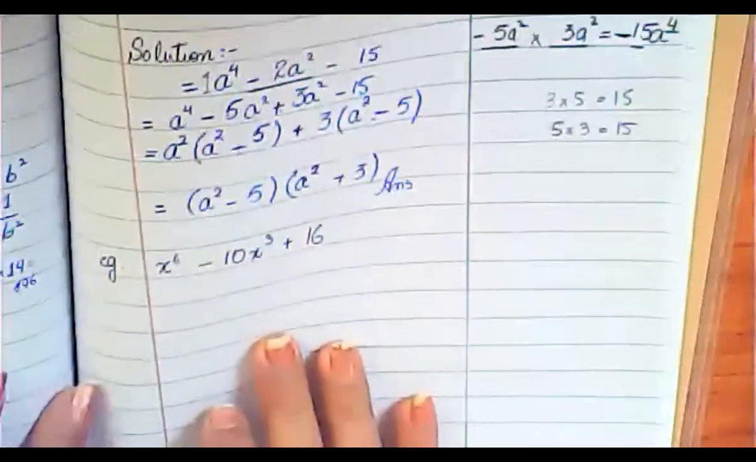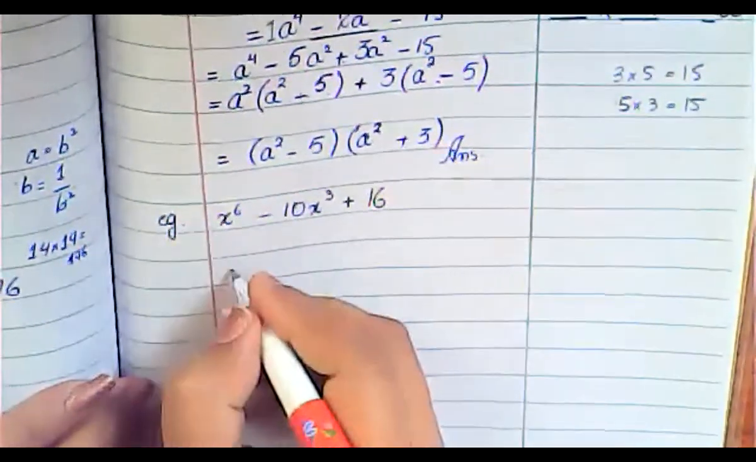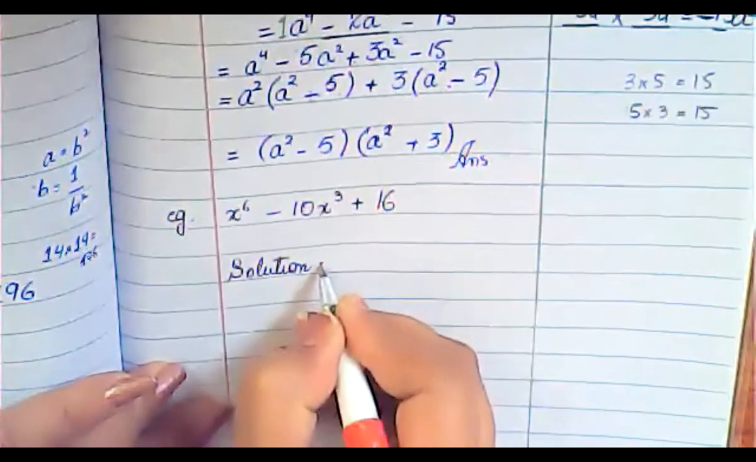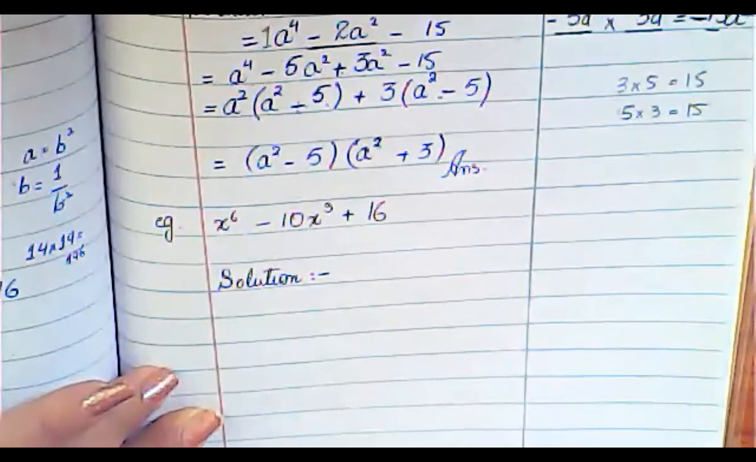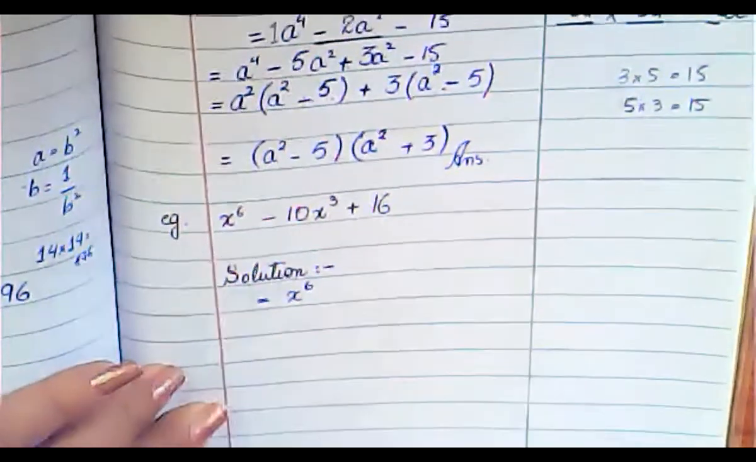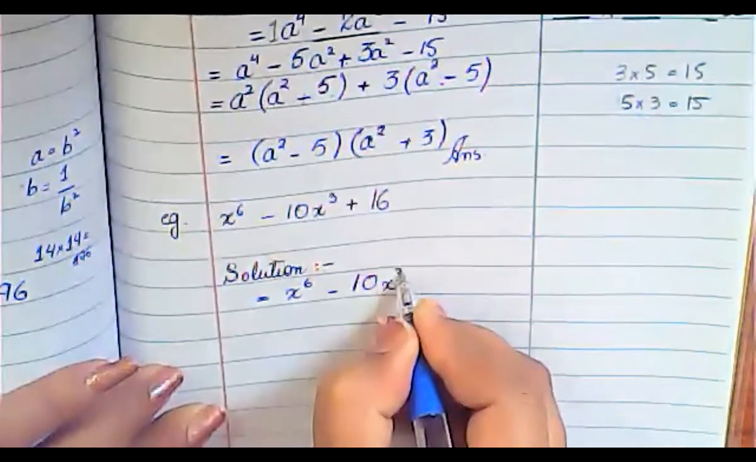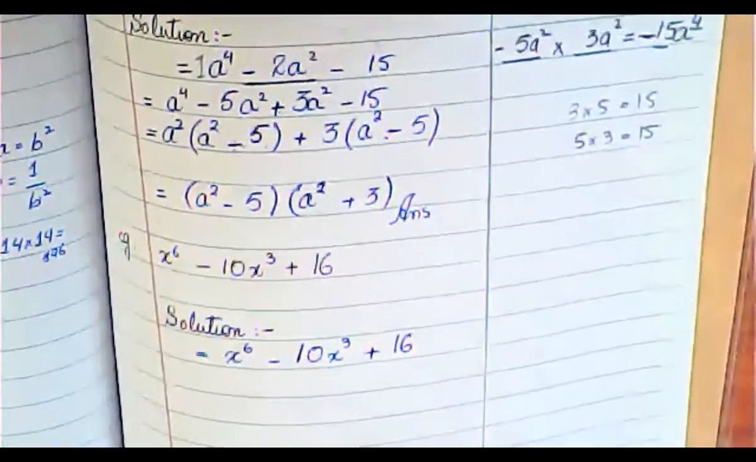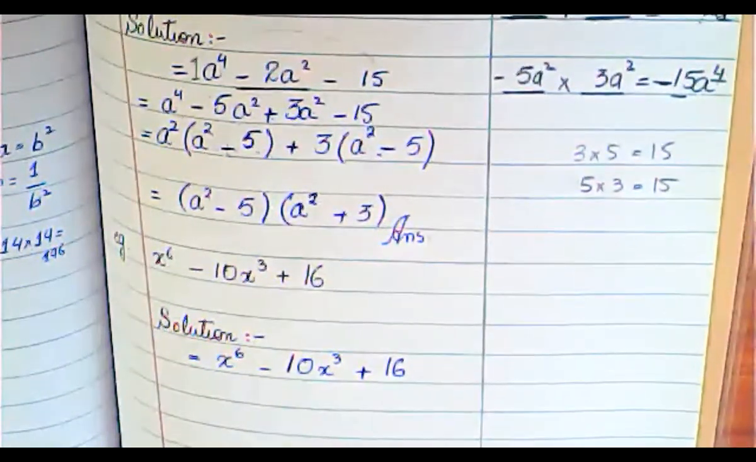Now move on to the next step. Here you also have to find out the factors. So how will you start? You will start with the heading of solution. Okay, you are going to start with the heading of solution. Now, what's your question here? Look at here. The question here is x raised to the power 6 minus 10x cube plus 16. Okay, x to the power 6 minus 10x cube plus 16.